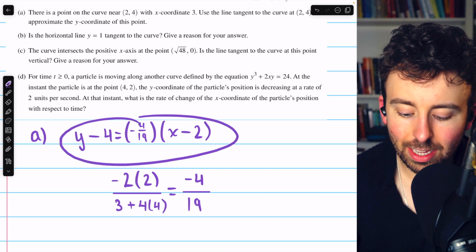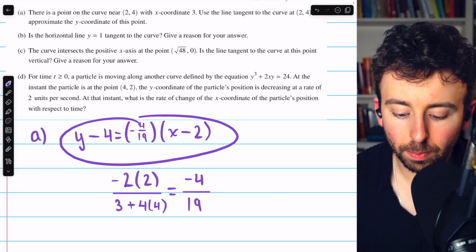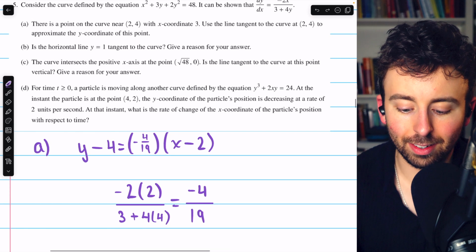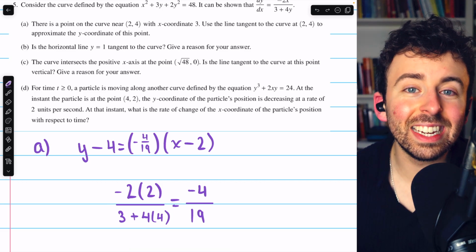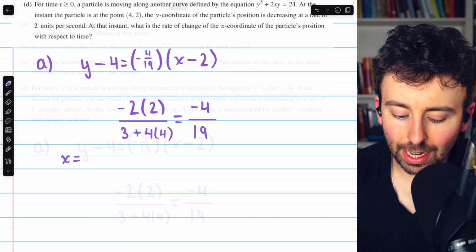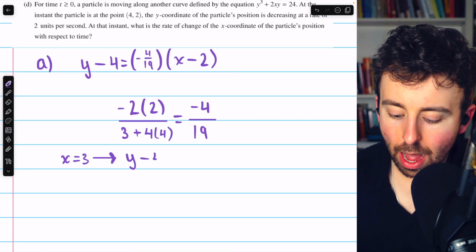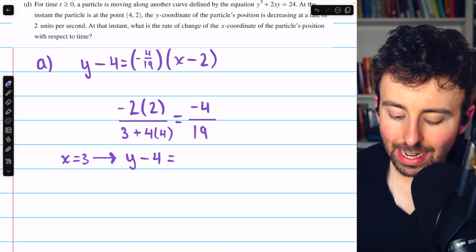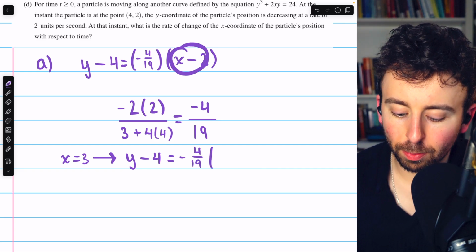So here is the equation of the tangent line. We think of this as the linearization of the function at x equals 2. And it can be used to get a decent approximation of points near (2, 4). So we'll plug in x equals 3. Plugging in x equals 3 to our tangent line equation, we have y minus 4 equals negative 4 over 19, that's the slope, multiplied by x minus 2.